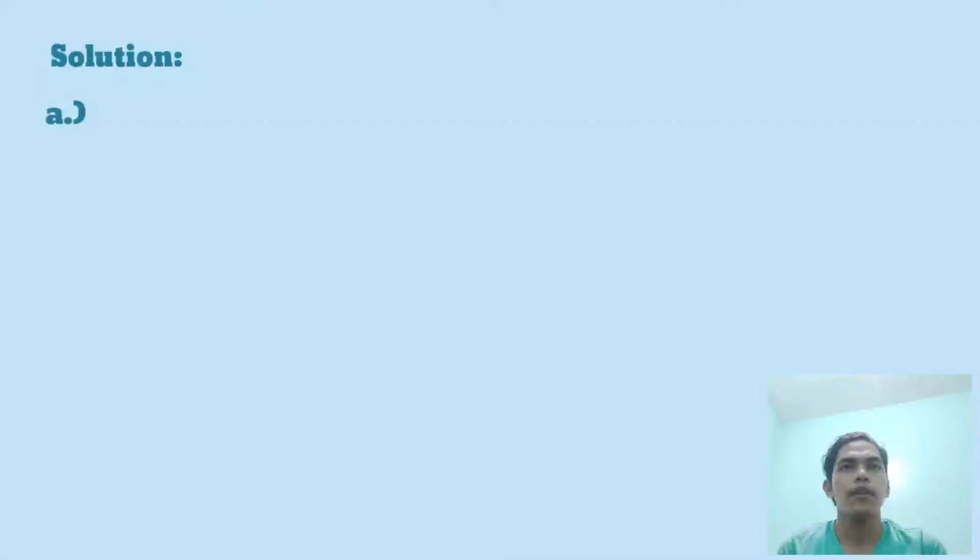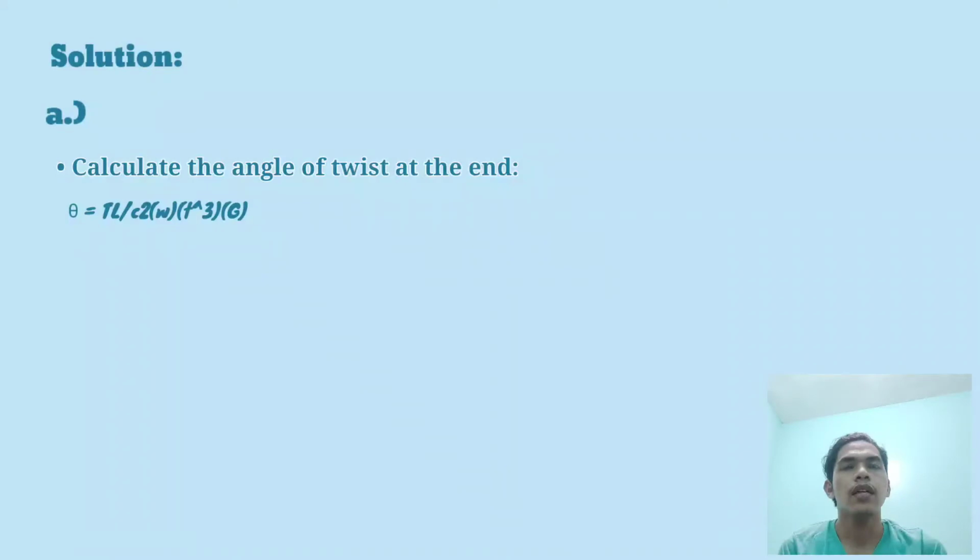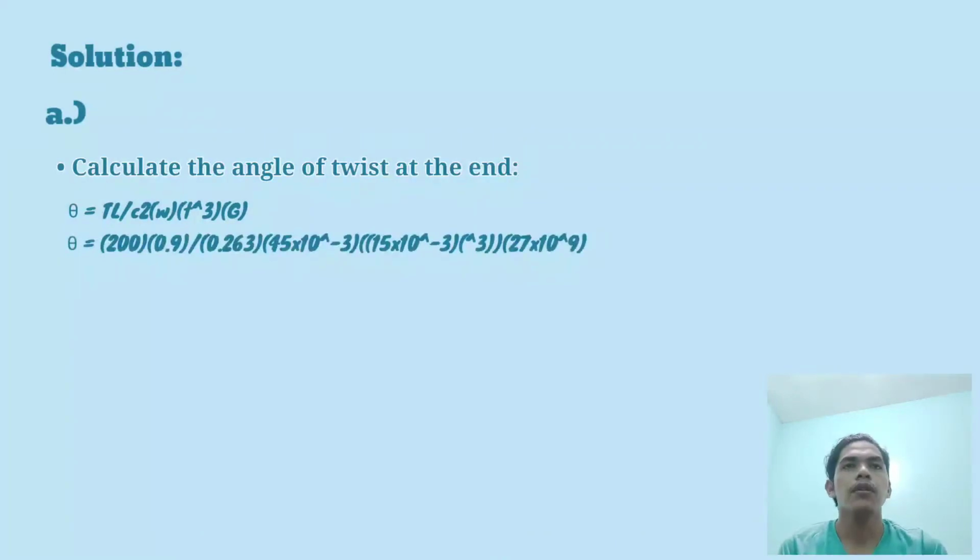The next step is to calculate the angle of twist at the end by using this formula. Here, L is the length of the bar and G is the modulus of rigidity. So substitute 200 for T, 0.9 for L, 0.263 for C sub 2, and 45 mm, 15 mm for a and b respectively, and 27 GPa for G. So the angle of twist at the end is 9.56 degrees.